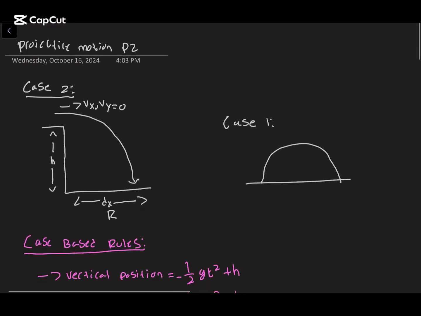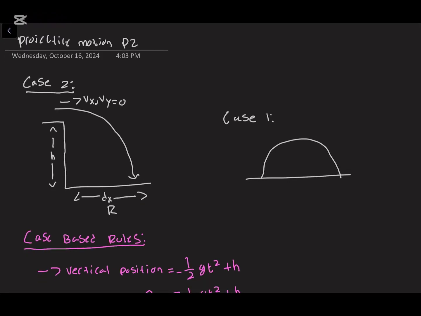Alright, so today we're going to be looking at projectile motion part 2. This is a 3-part series that looks at the 3 trajectory cases in projectile motion and tries to get you used to the 3 different trajectory cases so that you're able to solve questions that involve these cases.